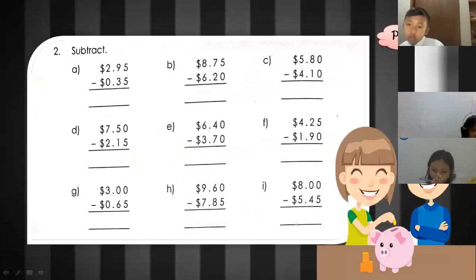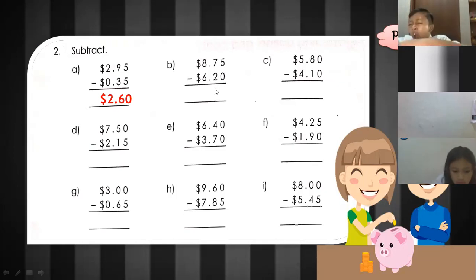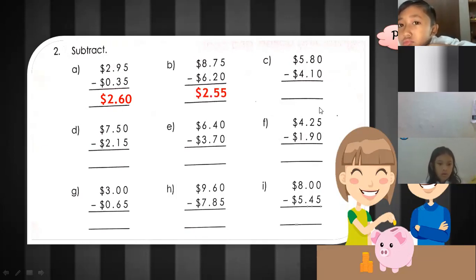I think we're going to do this together. 2A. 5 minus 5? 0. 9 minus 3? 6. 2 minus 0? 2. So the answer is $2.60. Good. Next. 5 minus 0? 5. 7 minus 2? 5. 8 minus 6? 2. So, $2.55.